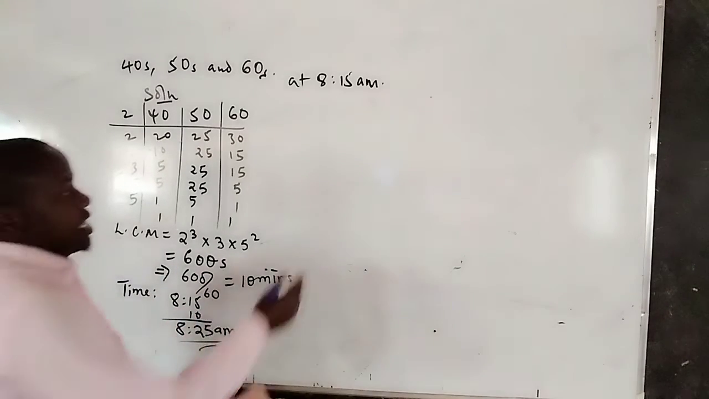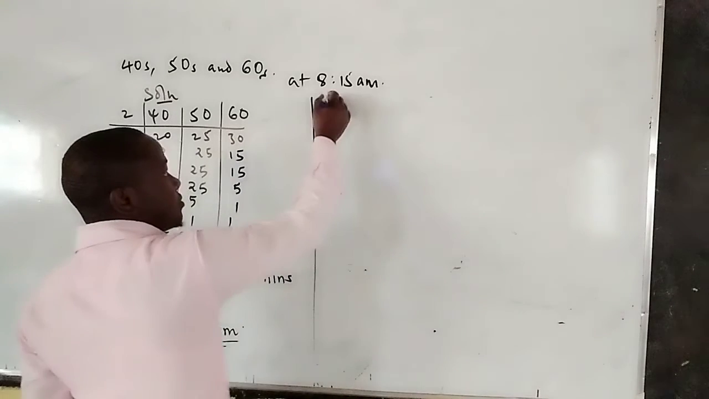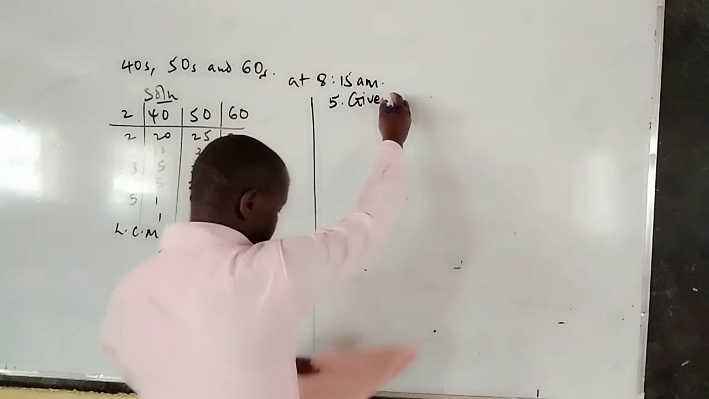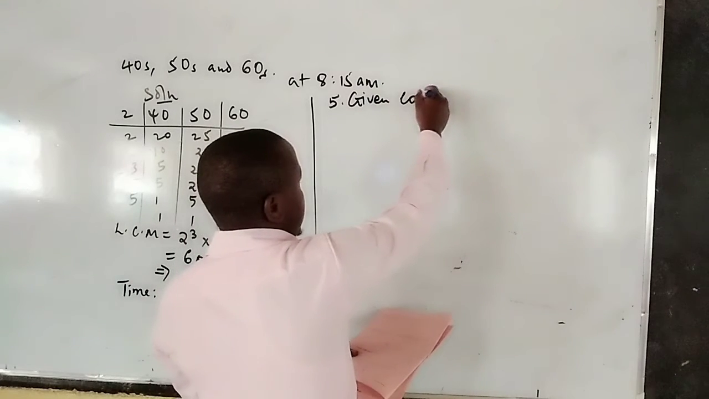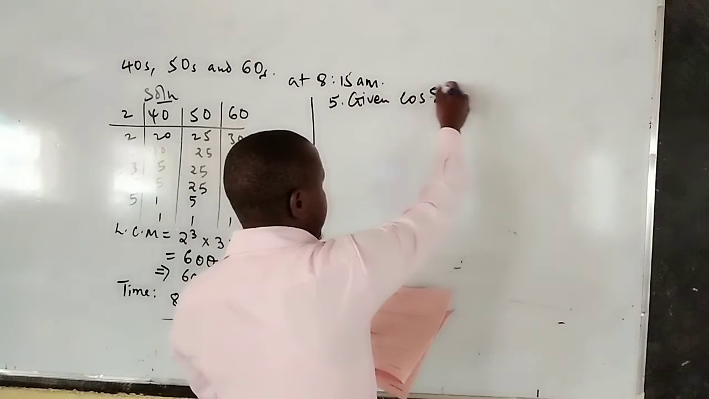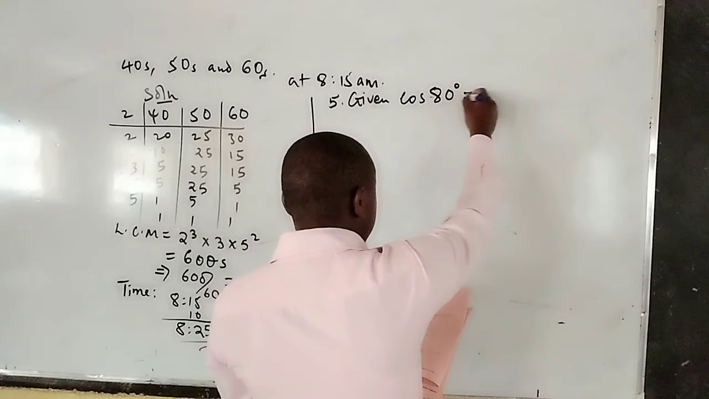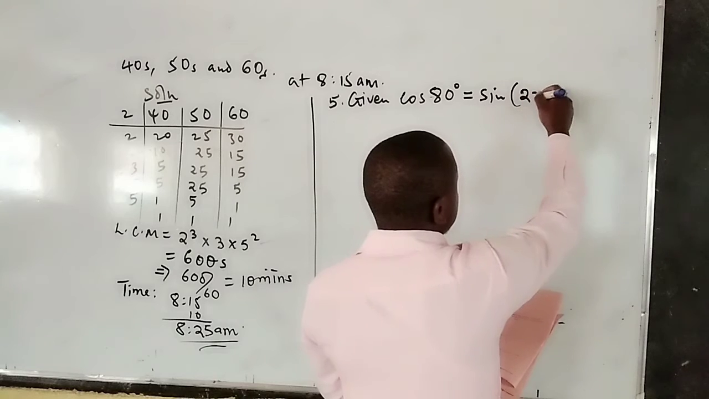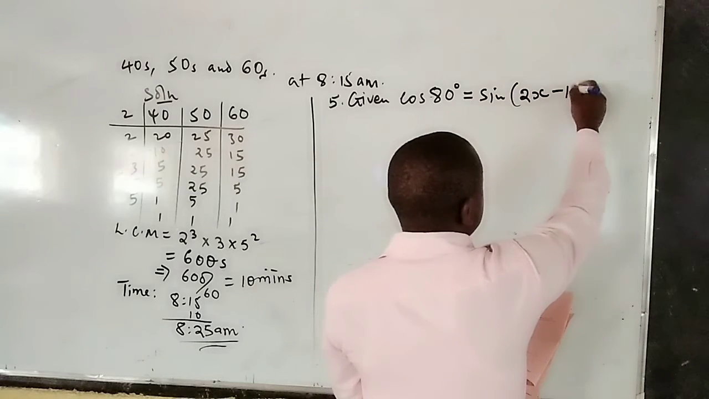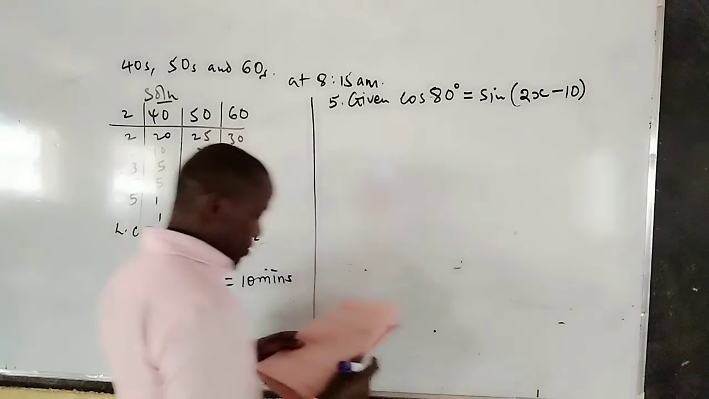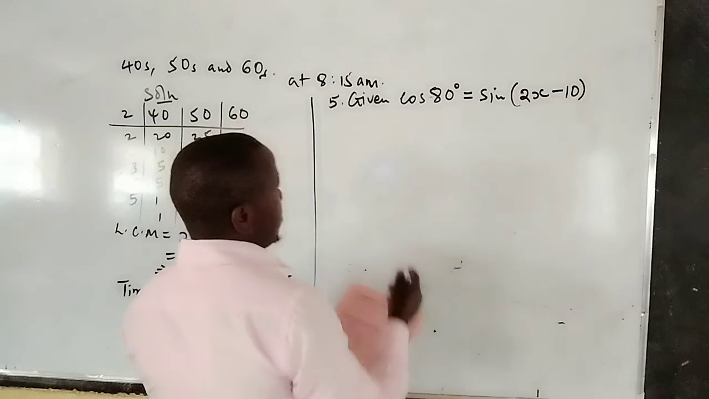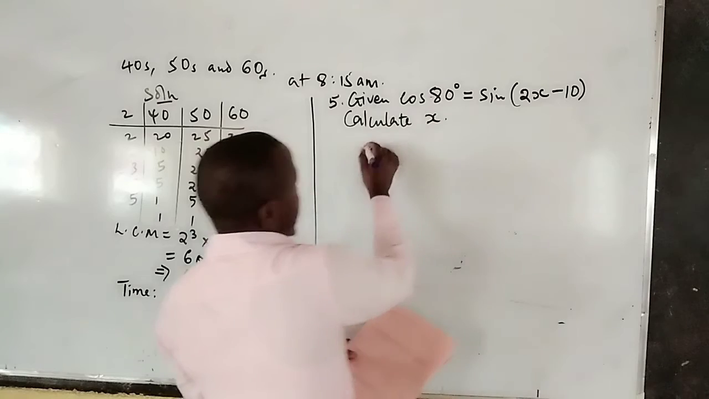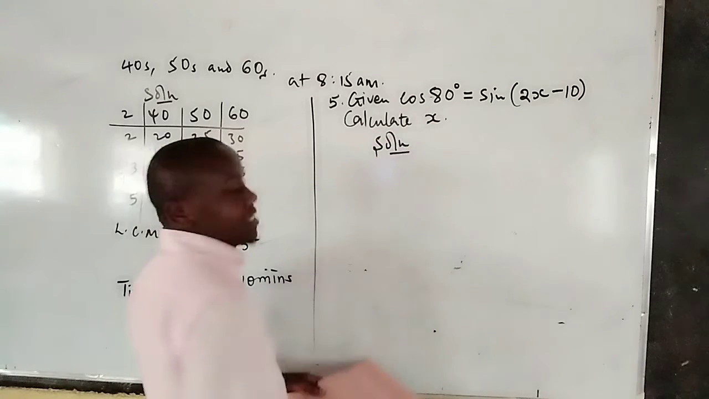Number 5: given that the cosine of 80 degrees is equal to the sine of 2x minus 10, calculate the value of x, given that x is an acute angle.